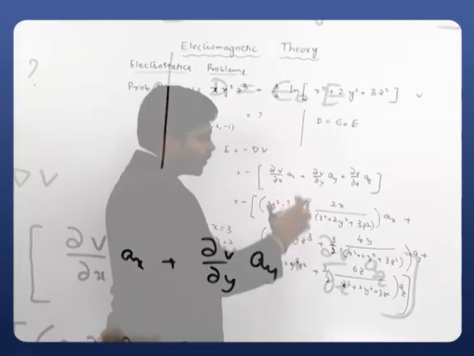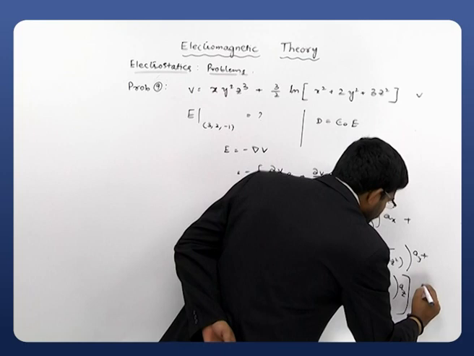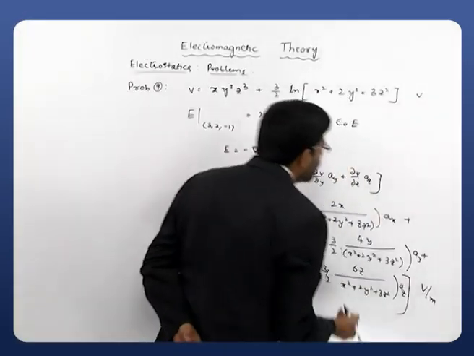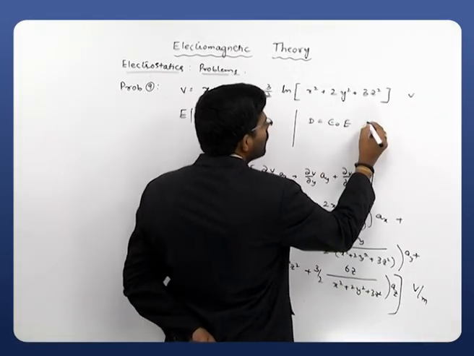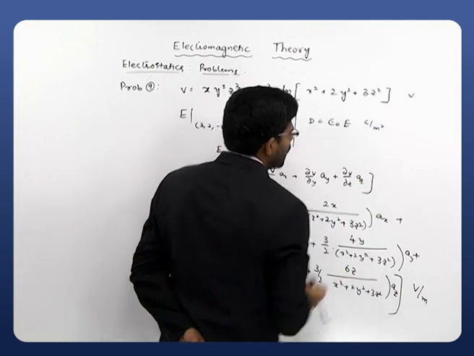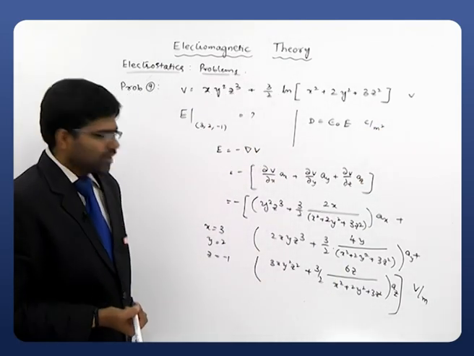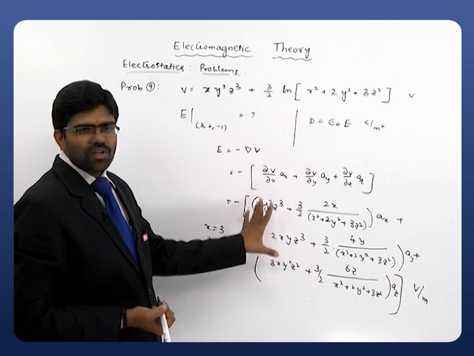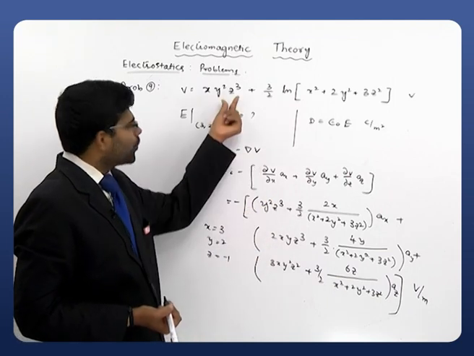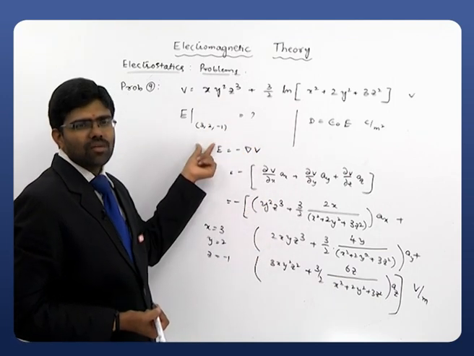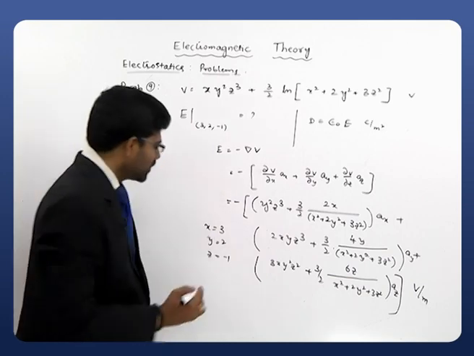But don't forget to write down the units. The electric field intensity units are volt per meter, and what are the units for D? That is coulomb per meter square. So this is a simple solution, nothing more than that. Applying the gradient to the potential equation, we will get the electric field intensity directly. So this is our answer.